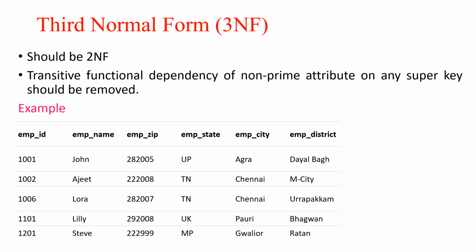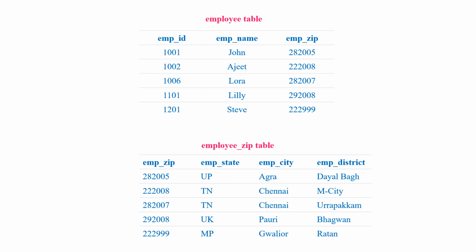An example of third normal form is a company that wants to store the complete address of each employee. They create a table called the employee table. The table looks like this. To make this table into the third normal form, we are breaking it up into two tables to remove the transitive dependency. That is, the tables will look like this. We have the employee table and the employee zip table. In the employee table, the employee ID is the primary key, and in the employee zip table, the employee zip is the primary key. So here we are breaking it up into two tables.